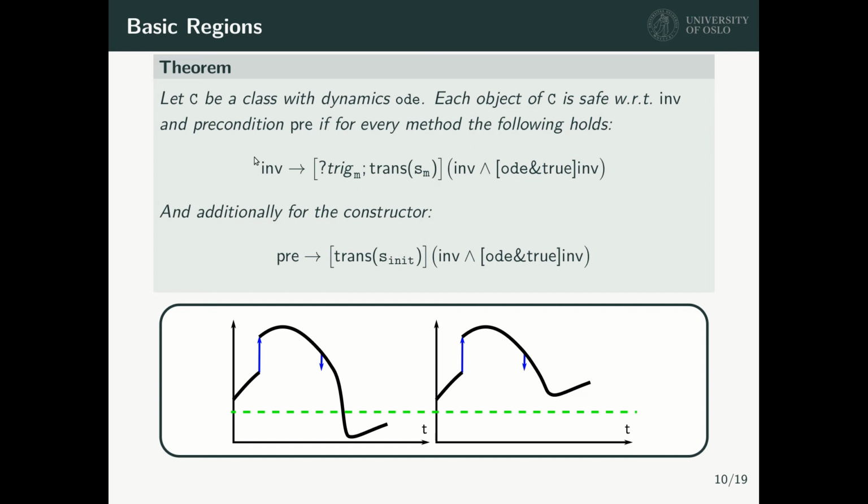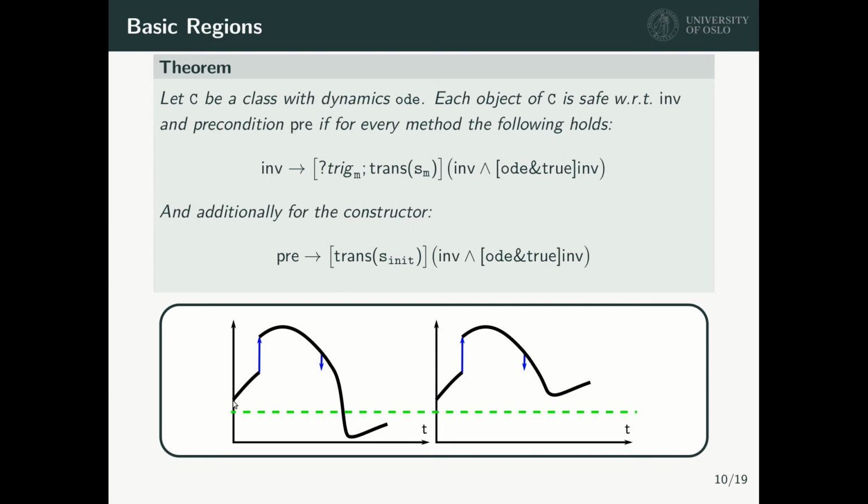If the invariant holds and the method is triggered, then we execute the body of the method where, because we only manipulate real variables and all these special primitives are missing, this is almost a one-to-one mapping. And as the post condition, we prove that the invariant holds now and that the invariant will hold when I follow the ODE forever.